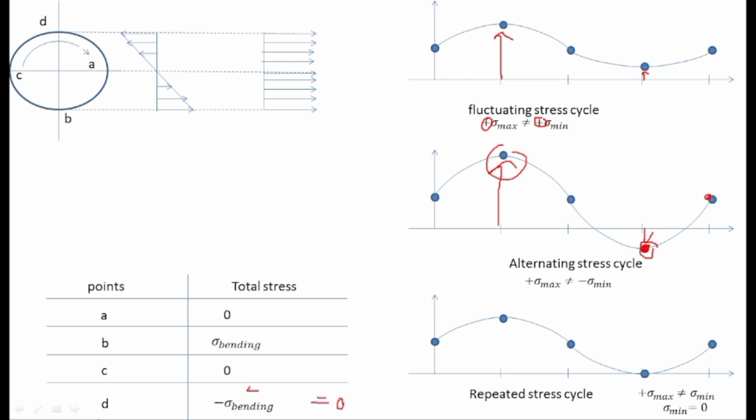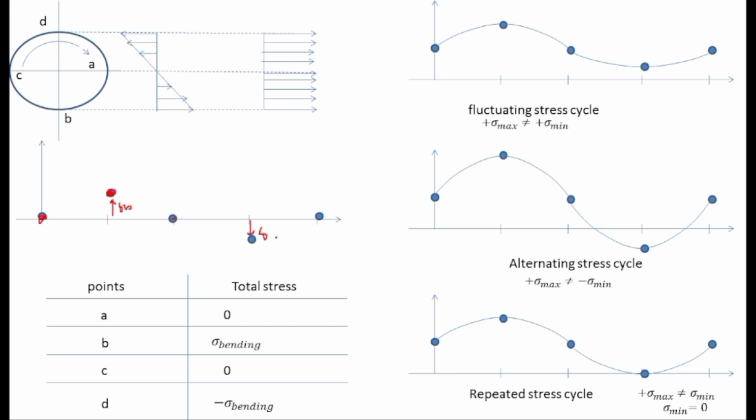So when you put direct stress equal to 0, you will get the total stress at this point. At point A it will be equal to 0, at point B it will be equal to bending stress, at point C it will be equal to 0, and at point D it will be equal to bending stress but in negative direction. If you want to draw this, at point A you can see the total stress is 0, and at point B the total stress is equal to bending stress in positive direction. Again at point C total stress is equal to 0, and at point D total stress is equal to bending stress but in negative direction. And again at point A the stress is equal to 0.